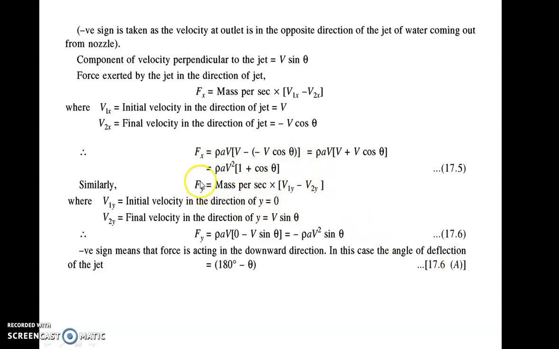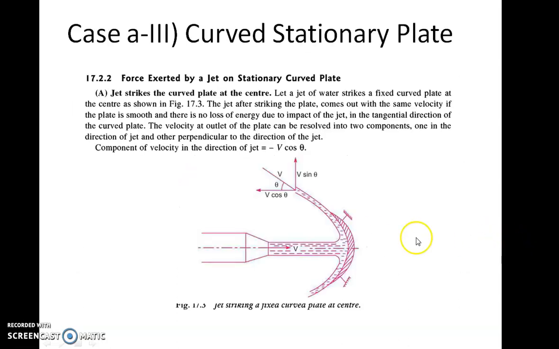Similarly, you can calculate Fy in y direction. Now for y direction, if you see the figure, it is V sin theta. Similarly, it will be V sin theta in negative y direction. But initial velocity before striking in y direction is 0. After striking, one component goes up and one component comes down. Now these components themselves are cancelling each other after striking.